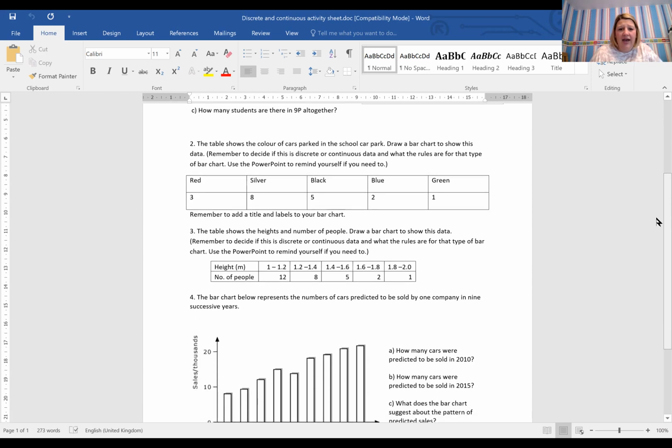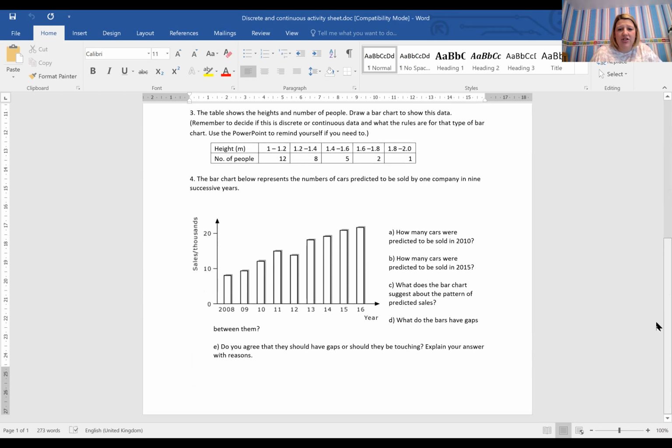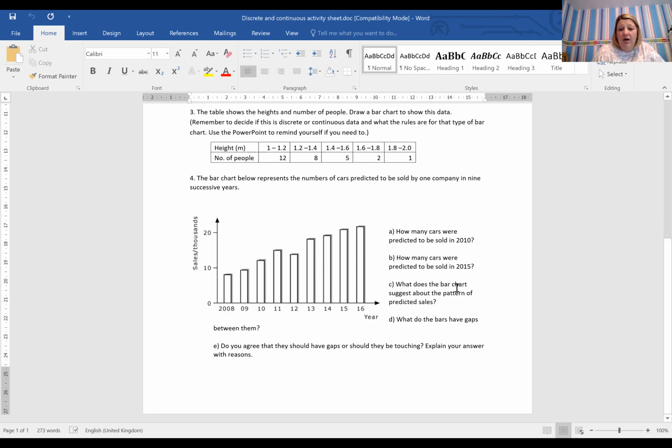Okay, and then I've got a bar chart down the bottom here, and I want you to answer the questions about it. Now this one, it's got a question at the bottom, a do you agree question. So as you can see, as you get through the work, the questions are becoming gradually more challenging. So I would expect Red Chillies to be able to get all the way to the end here. And this final one, it means that you're going to have to really think about your answer.